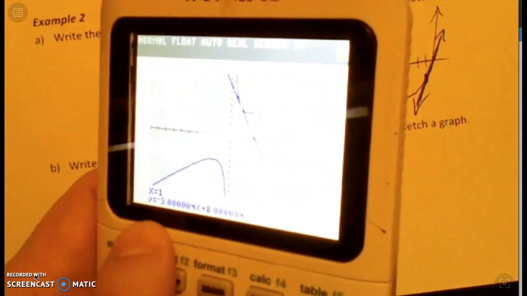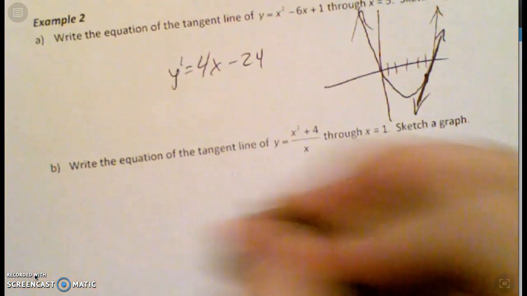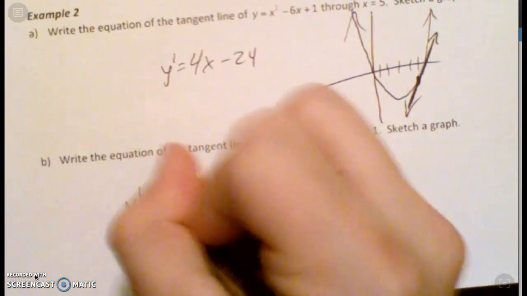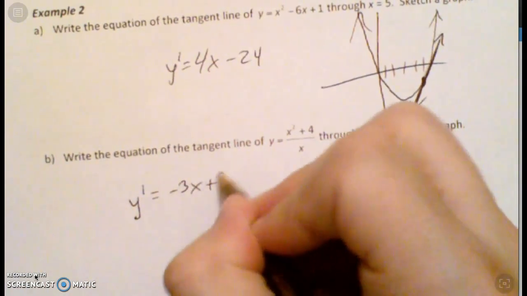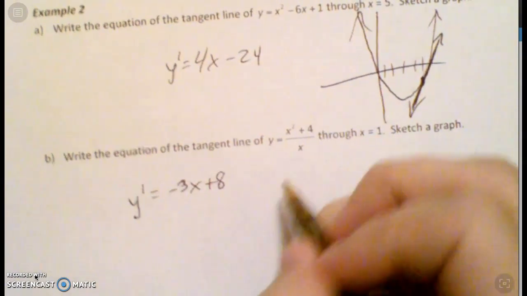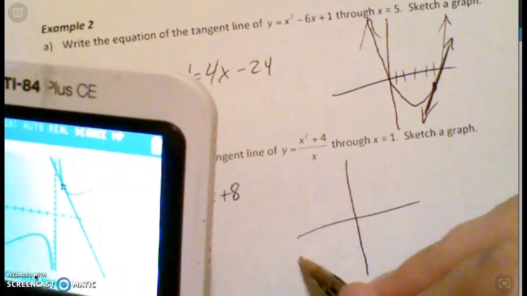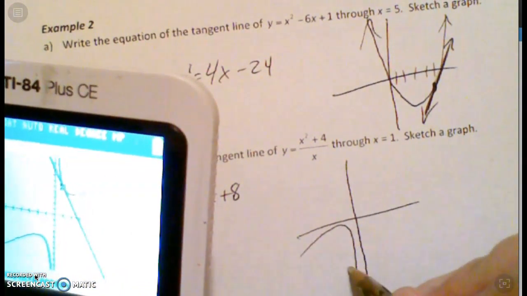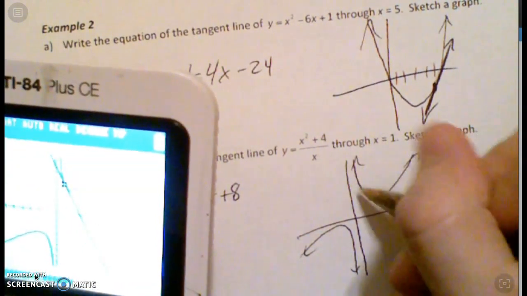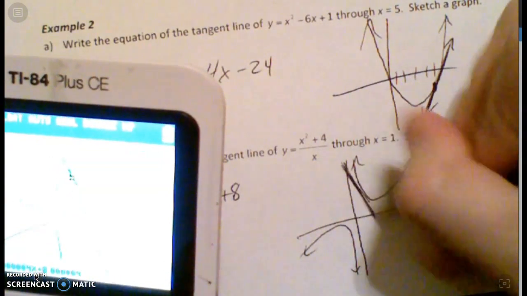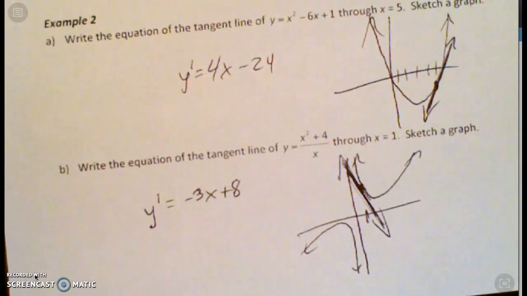The equation is negative 3.00004x plus 8. Now, that's trying to tell you y prime, because this is y, equals negative 3x plus 8. Turned out to be a pretty nice answer. My graph of it, I just sketch a quick graph. We had one of them do this, right? And then the other graph kind of goes like this, boom. And then this tangent line went down like this. Okay, so there's your equation of the tangent line.